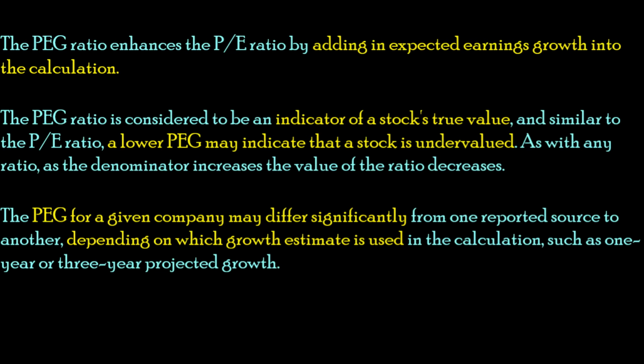The PEG ratio enhances the PE ratio by adding expected earnings growth into the calculation. The PEG ratio is considered to be an indicator of a stock's true value, and similar to the PE ratio, a lower PEG may indicate that a stock is undervalued. As with any ratio, as the denominator, which is the growth rate, increases, the value of the ratio decreases. The PEG for a given company may differ significantly from one reported source to another, depending on which growth estimate is used in the calculation, such as a 1 year or a 3-year projected growth.